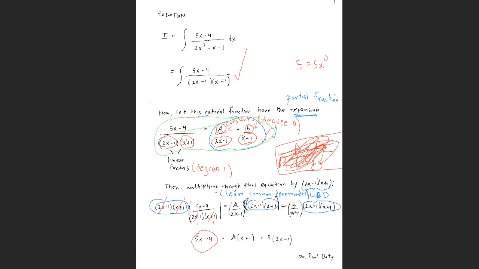On the right-hand side here, well, 2x minus 1 simplify, and I'm left with x plus 1. And then on that expression on the right, the x plus 1s simplify, and I'm left with 2x minus 1. And so now I've turned this rational equation into a nice equation. And I want to solve for a and b.